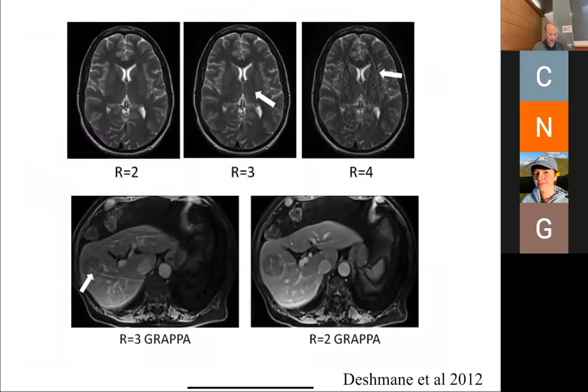And so this is an example of what GRAPPA can do. For example, this is if I go twice as fast, 3 times as fast, and 4 times as fast. You can see that if I go 2 or 3 times as fast, the image is still very good. As I start to go faster, I get some artifacts, but this works well enough in practice that if you get an MRI exam done, you will typically be having some form of parallel imaging. GRAPPA is a very common form, and typically they're going 2 or 3 times as fast as they could without using GRAPPA. Okay.